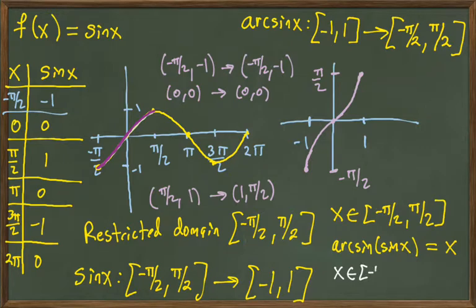If x is in the restricted domain, or is in the domain of the arc sine, then the sine of the arc sine of x will be equal to x. So then, in that context, the sine and the arc sine will undo each other.